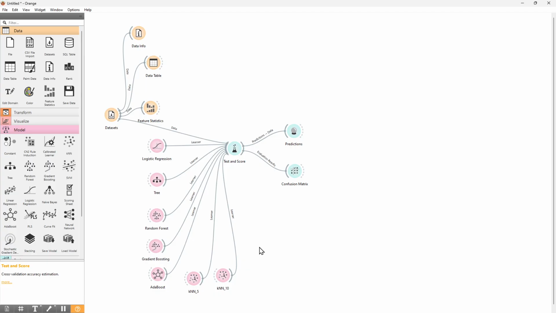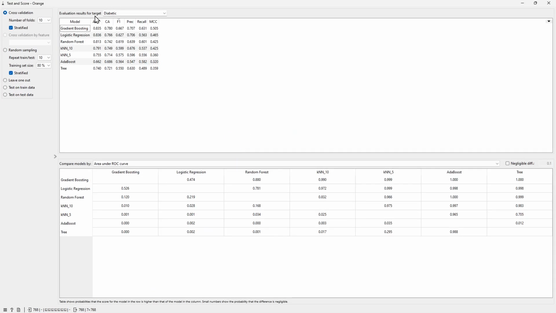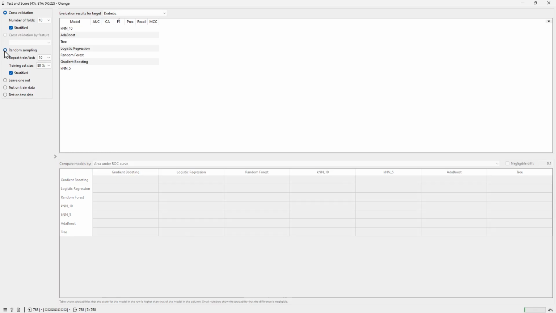Okay then, this is in short how you can do classification in Orange data mining, what the F1, precision, and recall mean, and how you can compare these models with each other. I'm wondering if I do random sampling, is it still gradient boosting? Okay, gradient boosting is still in there. So I think gradient boosting is generally a good model to go with.